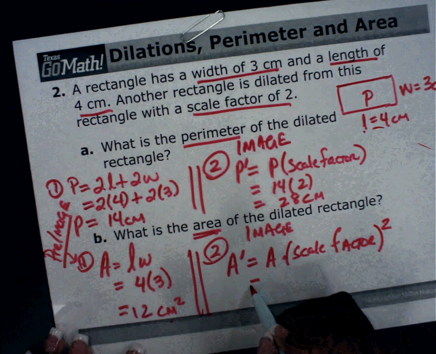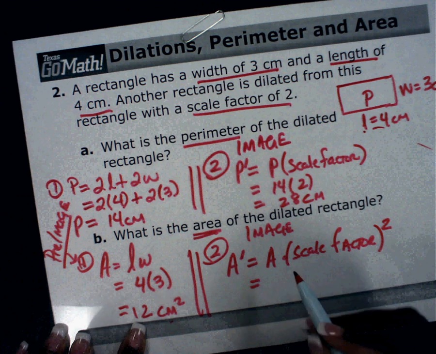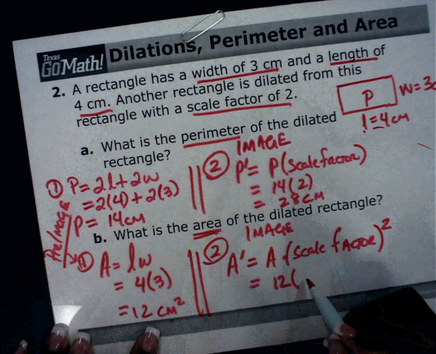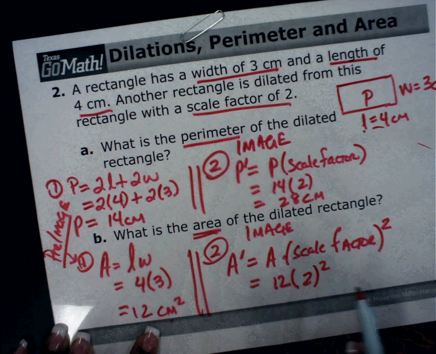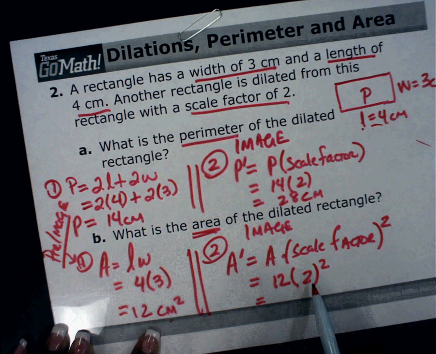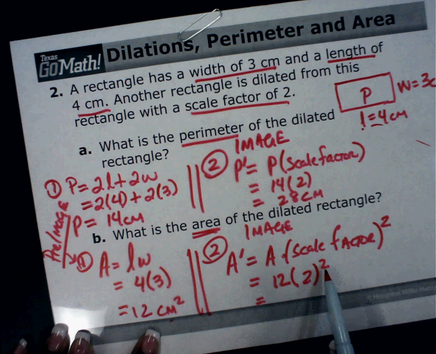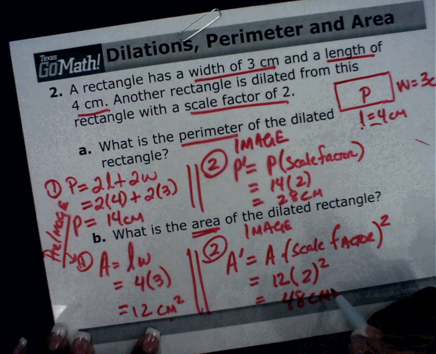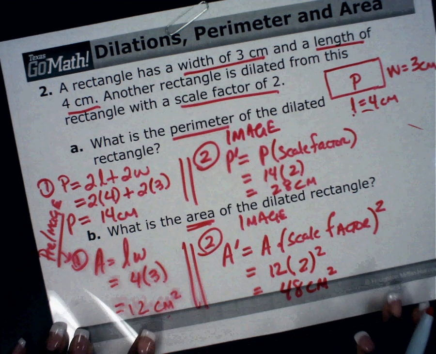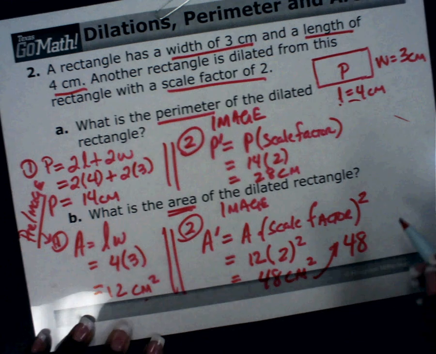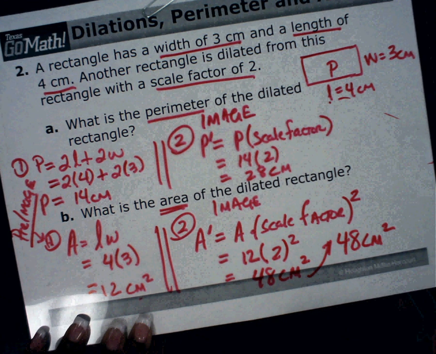So we have our area, as we found in step 1, is 12 times our scale factor of 2, and we square it. So we have 12 times 2 squared. 2 squared is 4, and then 4 times 12 is 48, and we're dealing with square units, so that's centimeters squared. And I'll write it over here just in case you can't see it really clearly. So 48 centimeters squared.